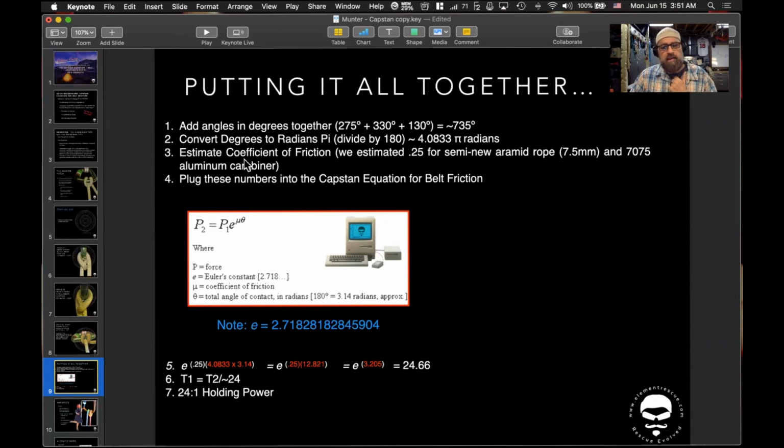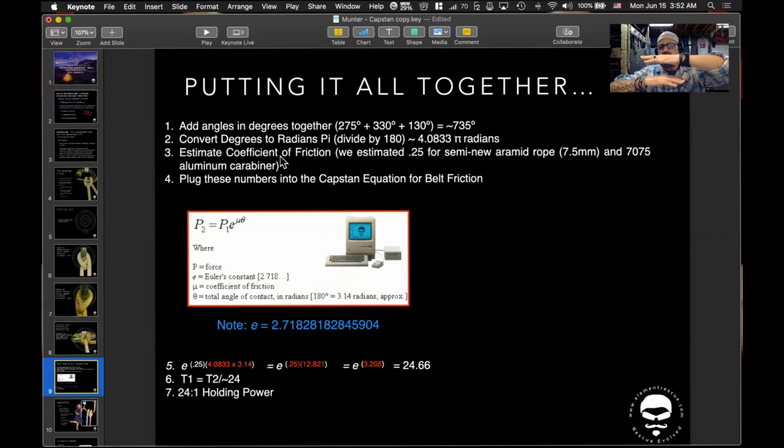The next one is estimating the coefficient of friction. There's a lot of cheating that goes into this, and it always is really an estimate. For the most part, when we look at aramids of semi-new ropes, we're looking at about a 0.25 coefficient of friction. Remember, a coefficient of friction is how easily a material slides across another material. So for context, 0.25 is a pretty low coefficient of friction.